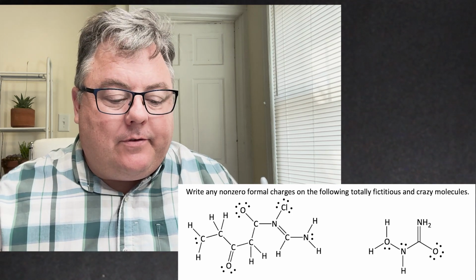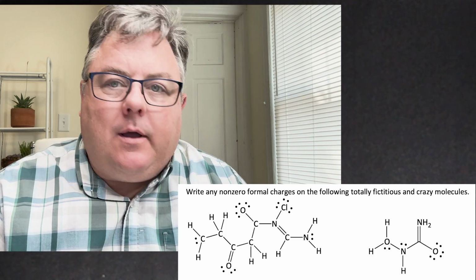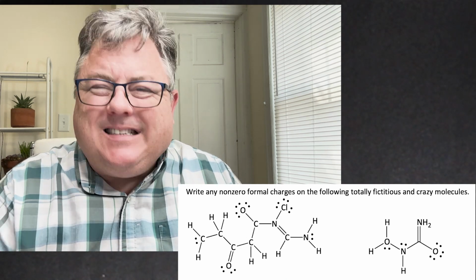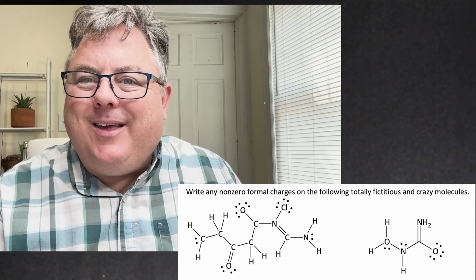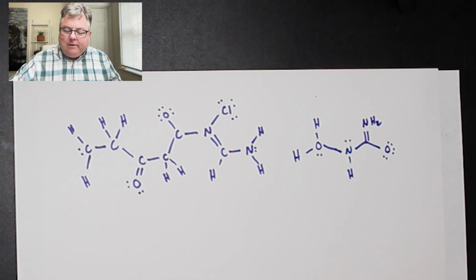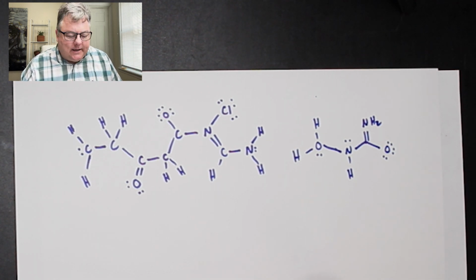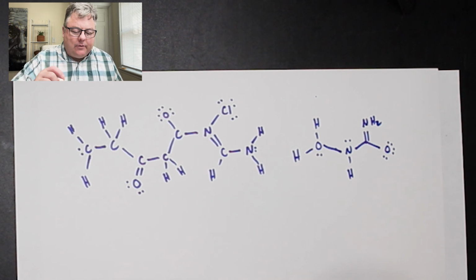This question asks, what atoms on these two made-up molecules have formal charges that are not zero? So that's another way of asking which atoms are not normal and what are the formal charges. So the first thing we need to do is just look at all of these different atoms, and identify the ones that aren't normal, and then we'll spend some time thinking about those.